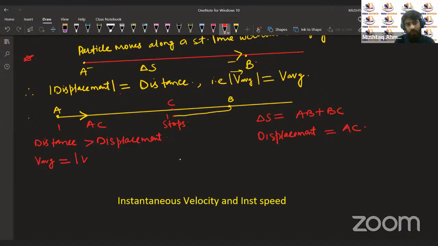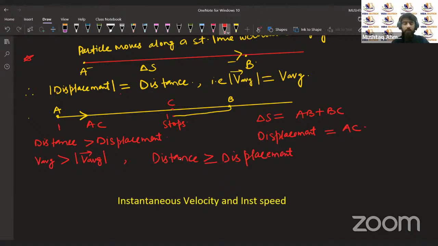Here I'm using a vector symbol for the velocity, right? So in this case, it will be greater because the actual path length is greater than the displacement, correct? So in general, we can say that distance is greater than or equal to displacement. Distance can never be less than the displacement.